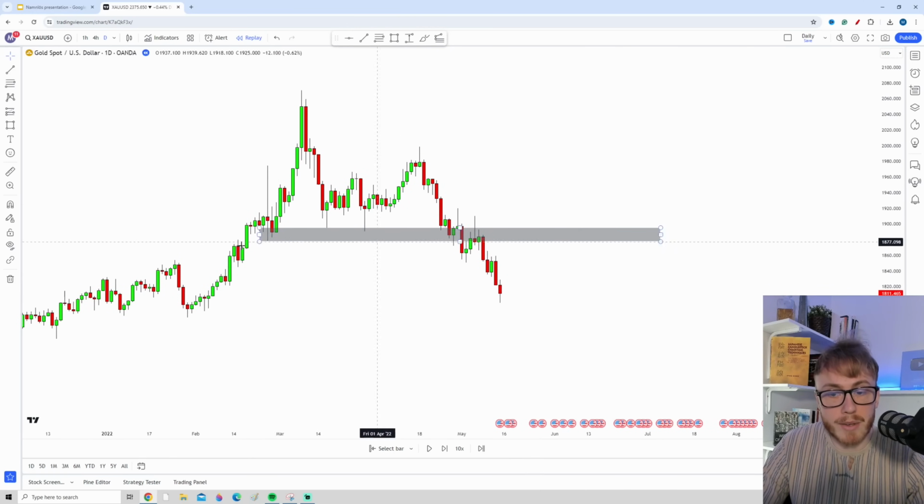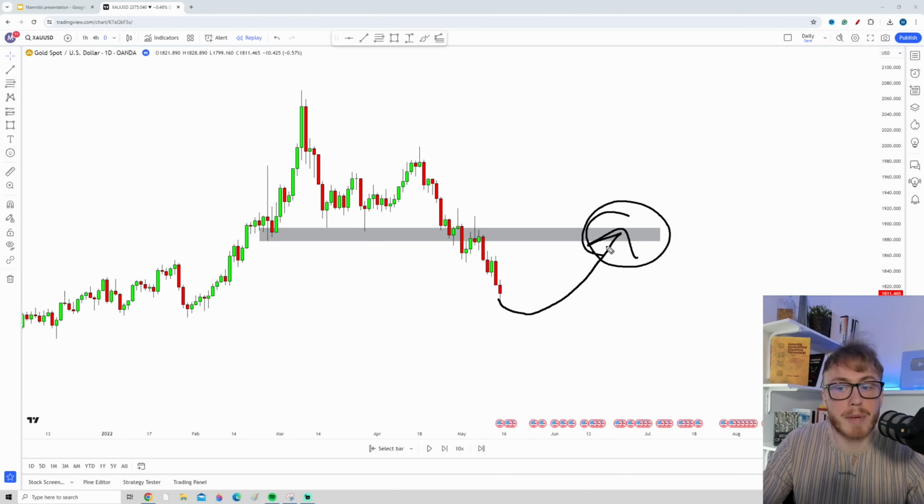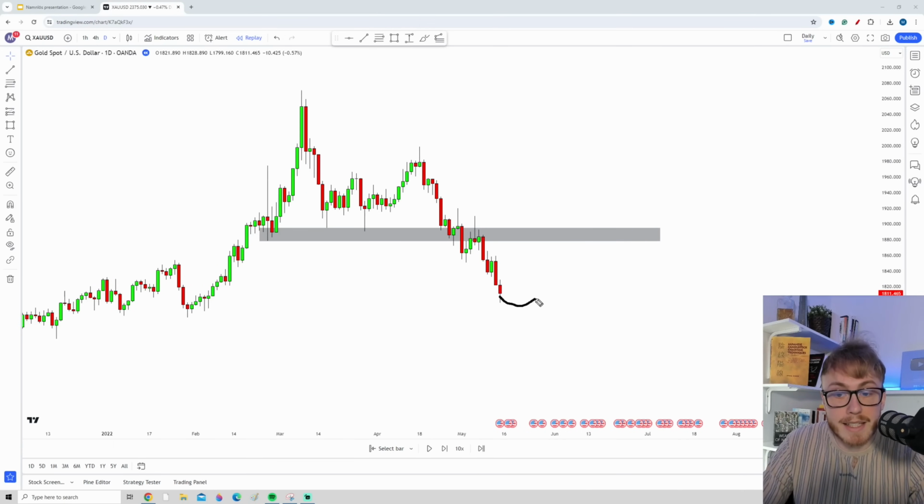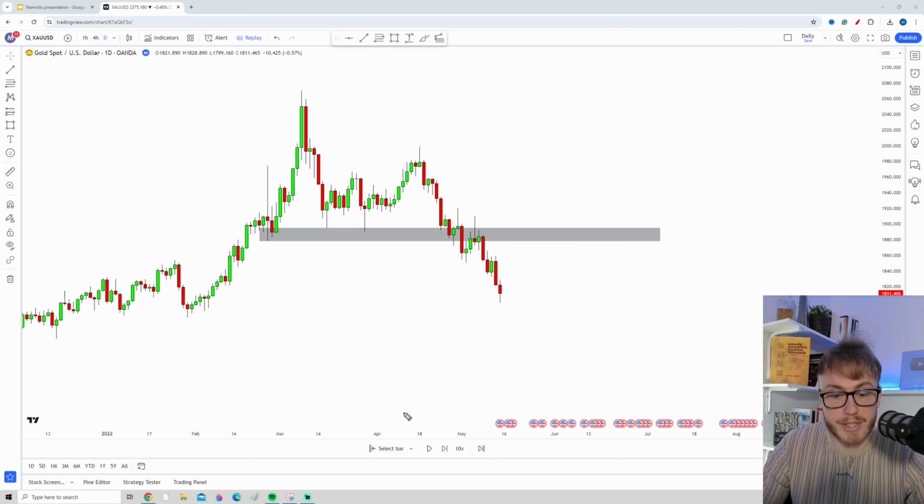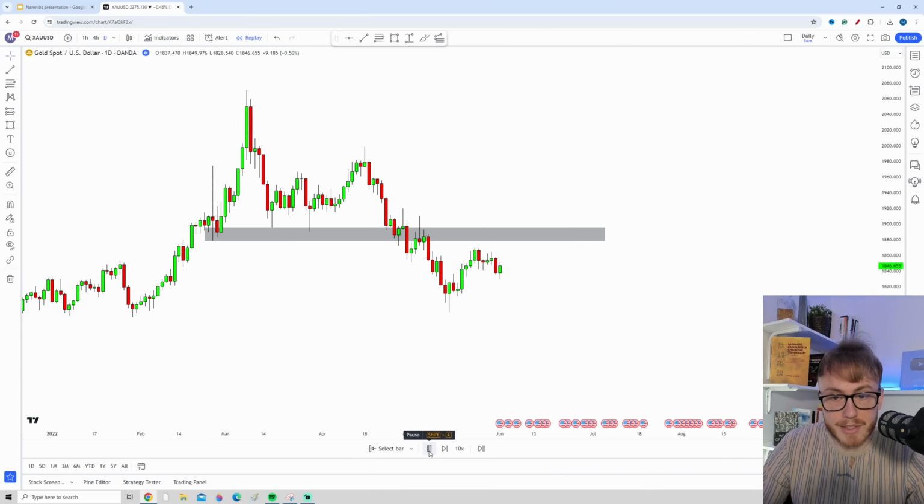And the goal here is to wait for the price to potentially test this level. This will not always happen, but when it does, these can be good trading opportunities when the price tests this previous support to become resistance, and then many times it will continue to push down. So let's see how this trade played out.